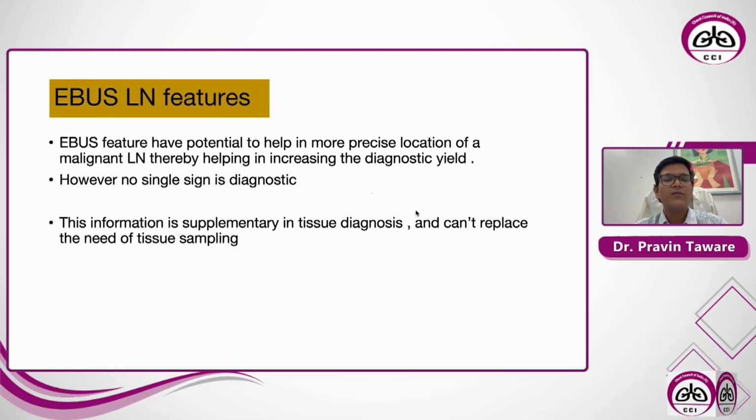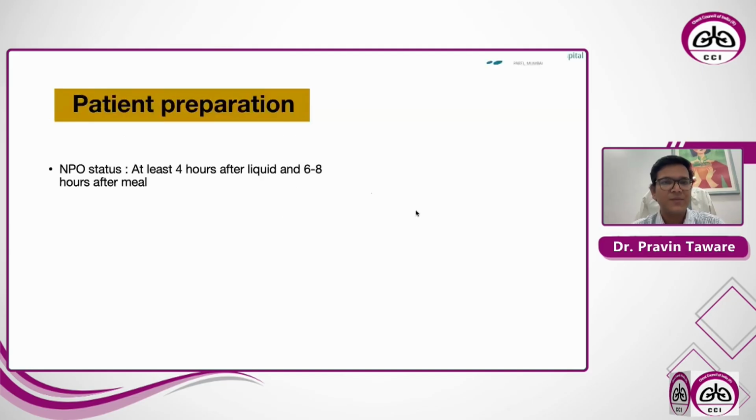Before going with the EBUS procedure, you should know EBUS lymph node features like central necrosis or loss of hilar properties of the lymph node. EBUS features have the potential to help in more precise location of a malignant lymph node, thereby increasing diagnostic yield. However, there is no single sign which is diagnostic. This information is supplementary to the tissue diagnosis and can't replace the need for tissue sampling.